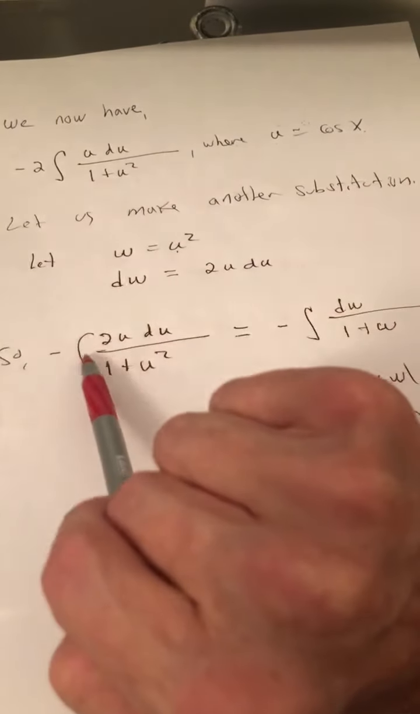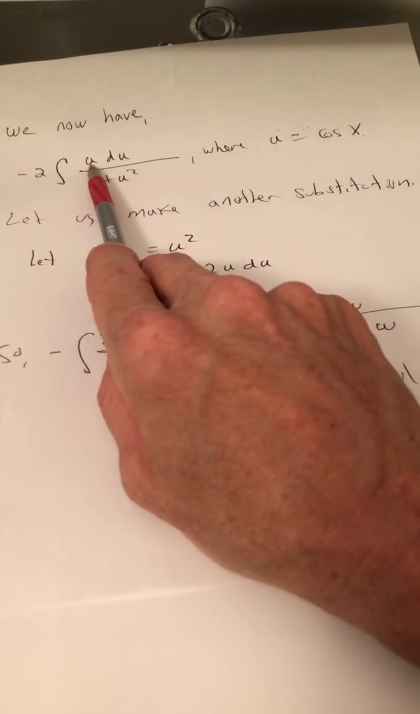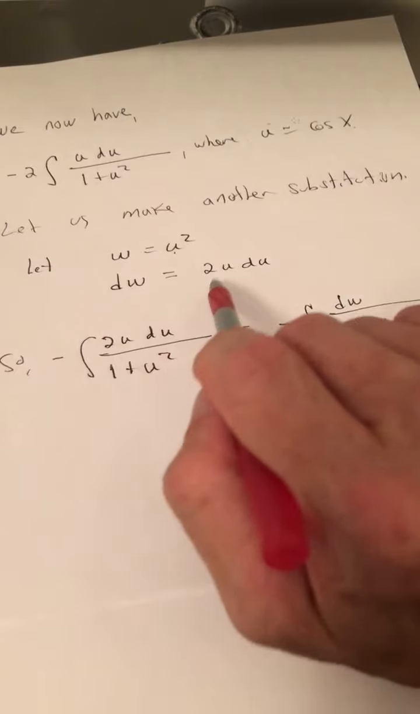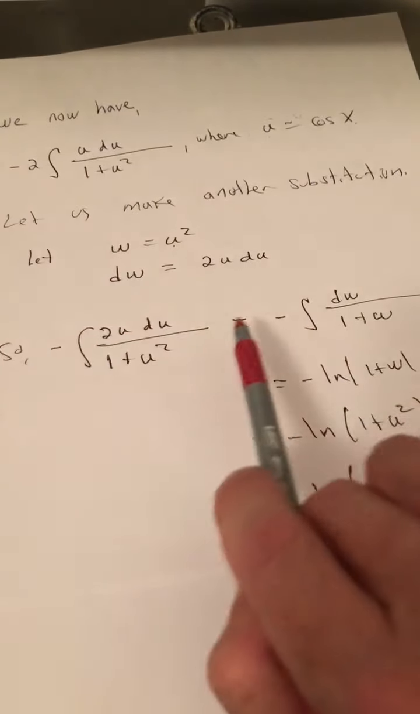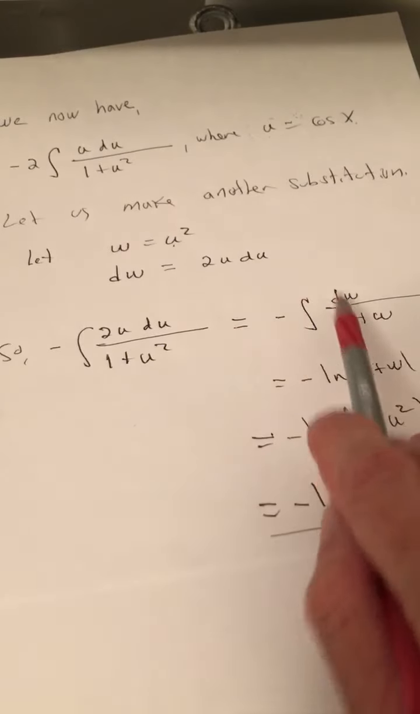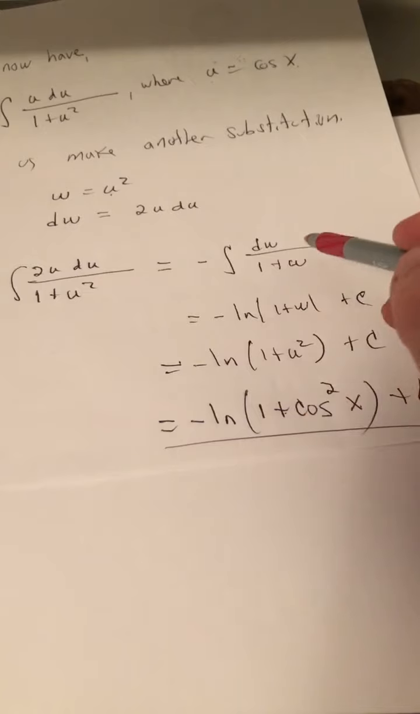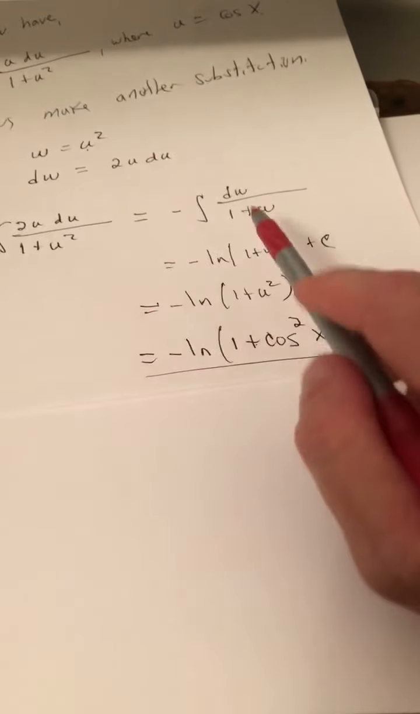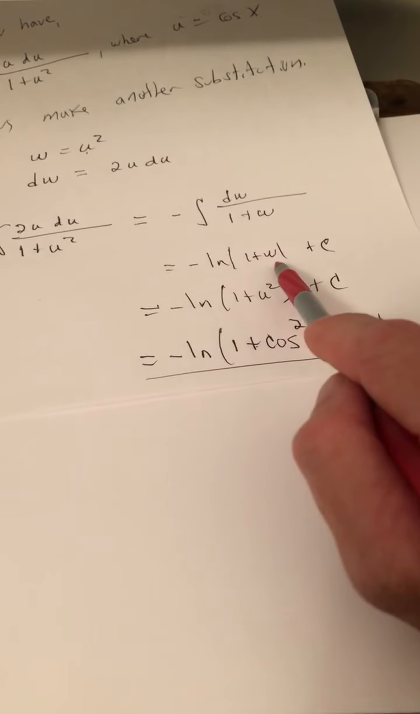So I can bring this 2 back in, just because it's convenient. So for this problem, 2u du becomes dw. The negative sign outside stays outside. So we have now dw over 1 plus w. So you have to recognize this. The antiderivative of this is actually negative ln of the absolute value of 1 plus w.